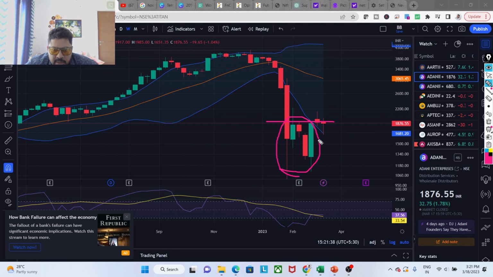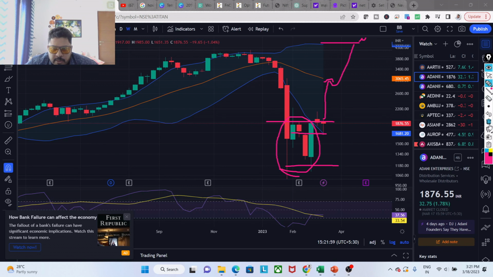Any green candle which is higher than this. Actually, this has already given an entry here, and it is still retracing. So easily you can get a target of 3065. If it continues to go up, it can hit this upper Bollinger Band. That will be your exit point.